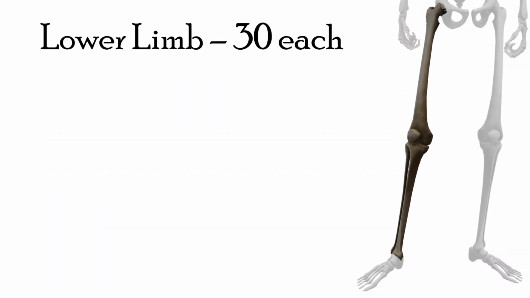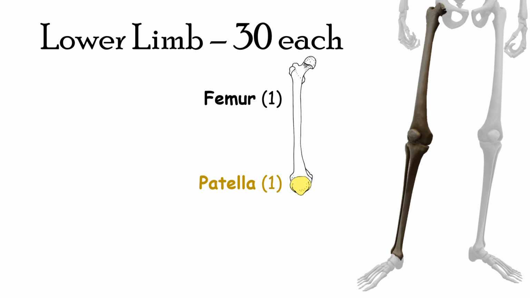Each lower limb has 30 bones. Femur supports weight of body and enables leg movement. Patella protects knee joint and enhances leverage for thigh muscles. Tibia supports weight, forms shin, and contributes to knee and ankle joints.